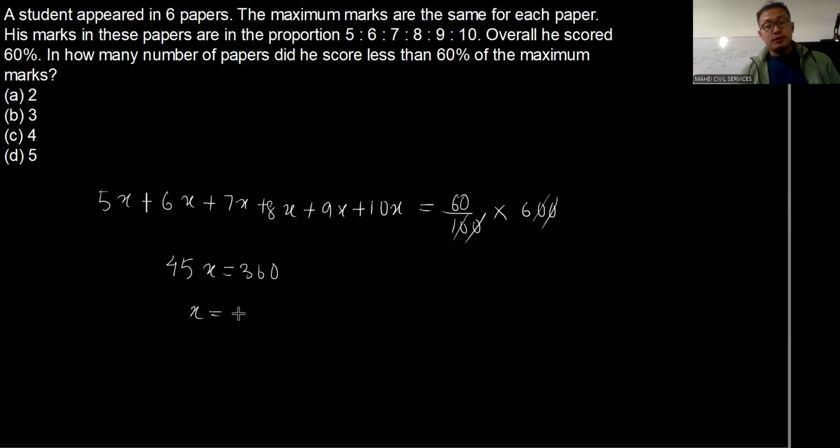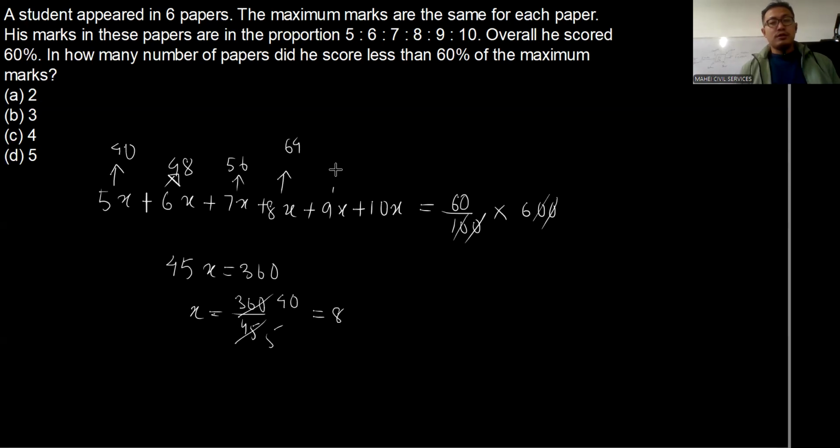How do you solve x? 360 divided by 45. 9 5s are 45, 9 4s are 36, 0. So 40, sorry, 8. x is 8. So the marks of each subject: 8 5s are 40, 8 6s are 48, 8 7s are 56, then 8 8s are 64, 8 9s are 72, 8 10s are 80.